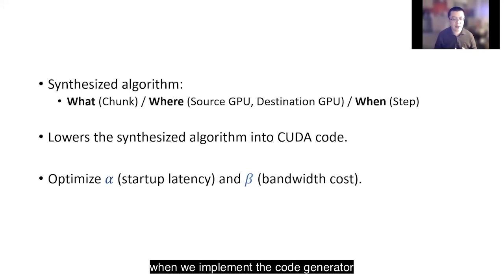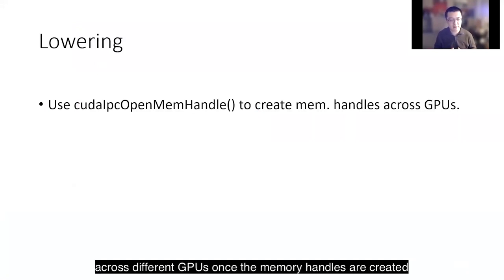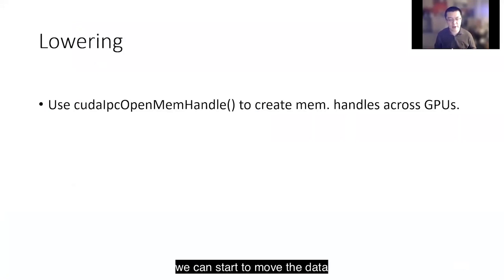When we implemented the code generator, we wanted to reduce the alpha, or the startup latency, and beta, or the bandwidth cost, as much as possible. For the lowering, we used the CUDA IPC open memory handle to create memory handles across different GPUs. Once the memory handles are created, we can start to move the data.